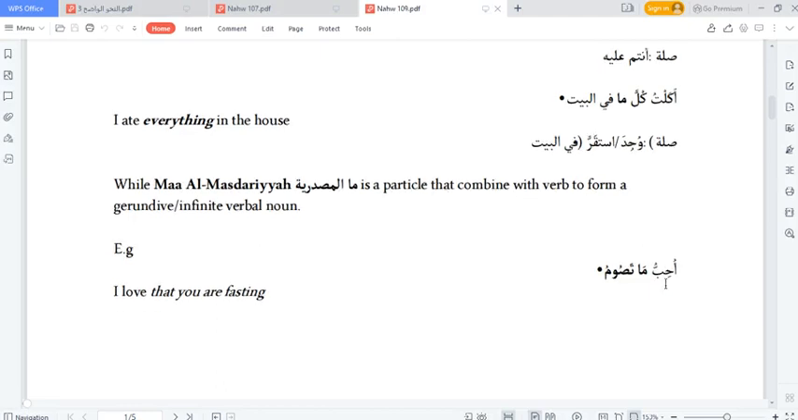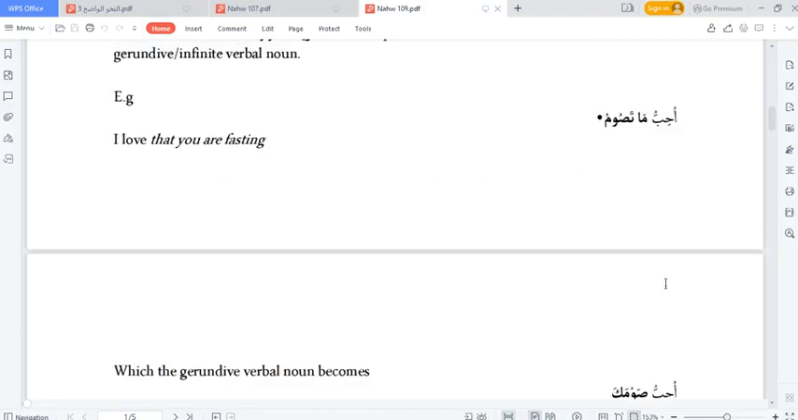See the example here: uhibbu ma tasumu. I love that you are fasting. It's not I love what you are fasting. It is I love that you are fasting, because ma al-masdariya is always followed by a fi'l. The fi'l has to come after it. So uhibbu ma tasumu, I love that you are fasting.